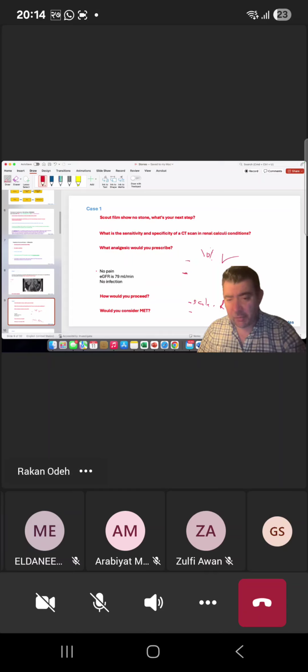Very good. So the patient has no pain so far. His eGFR is 79 ml per minute. No infection. What's your next step for this gentleman? So I would like to know the size of the stone. Okay, it's 6 millimeter stone. 6 millimeter proximal ureteric stone.